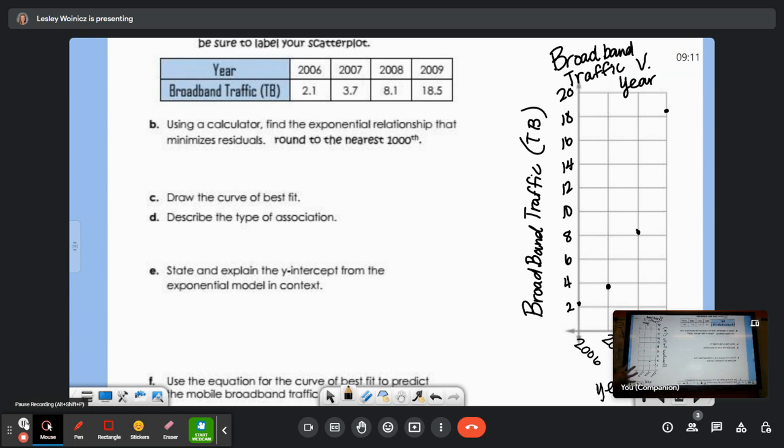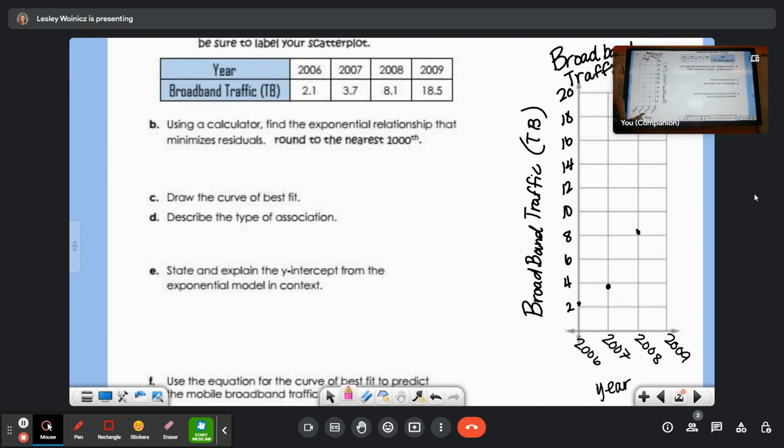Okay, so we're going to use our calculator to find the exponential relationship to minimize residuals. That's going to be our curve of best fit again. Now, when we put these in the calculator, we're going to do a little trick. Do you see how I have 2006 here in the 0 position for the x?